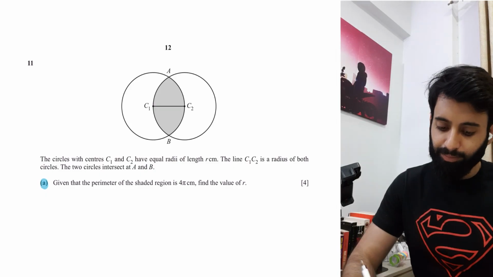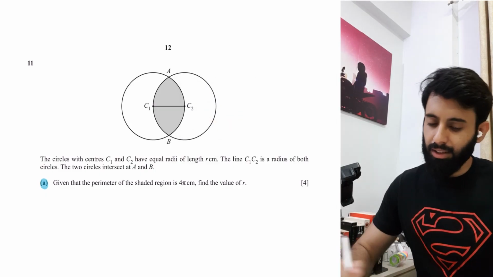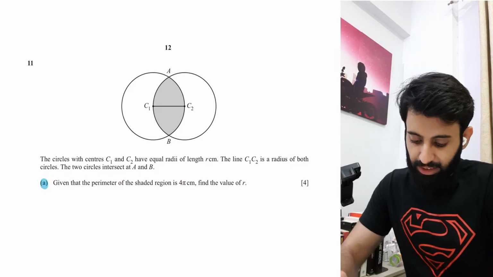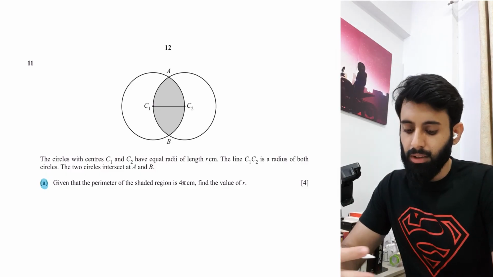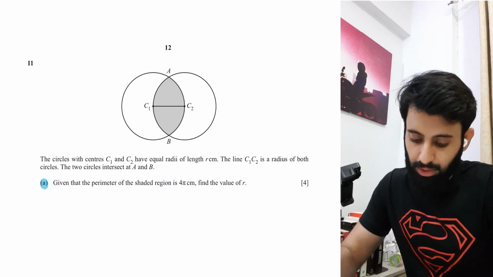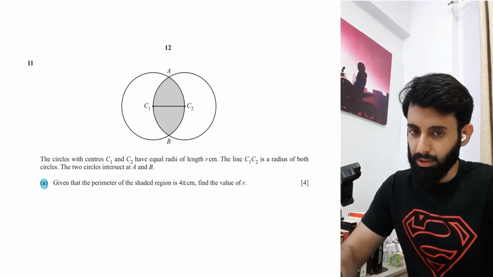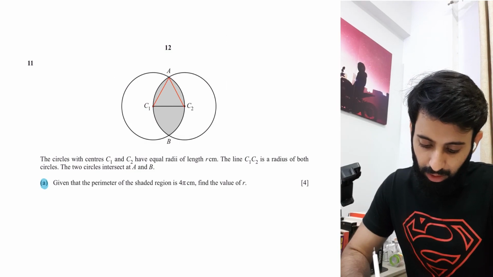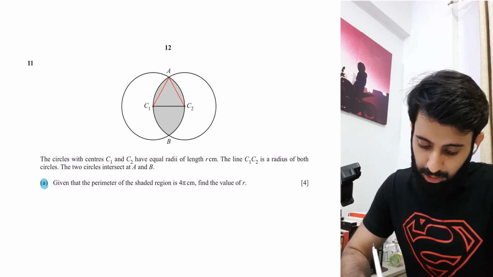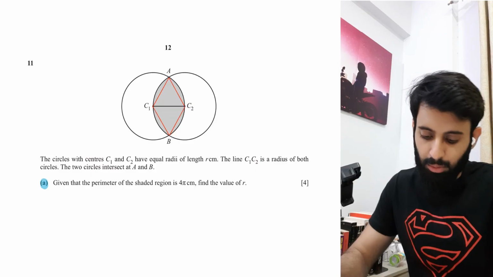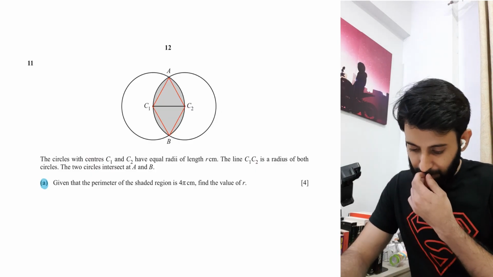Okay, now, I've picked this question because it's a slightly tricky question. We're not used to dealing with questions like these. So considering that the two circles are of equal radii, and C1C2 is also the radius of both the circles because they're both the same, what we can do is connect C1 to A and C2 to A also, and the same C1 to B and C2 to B also. Okay, now how does this help?